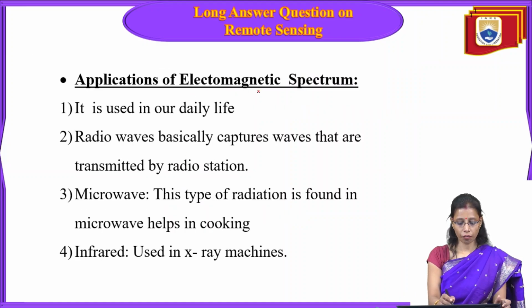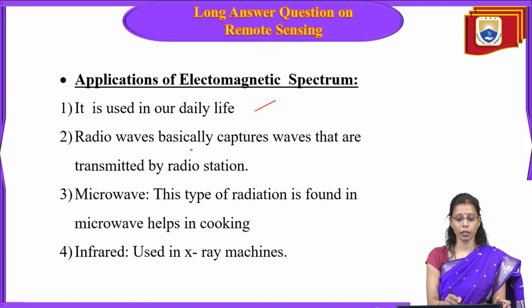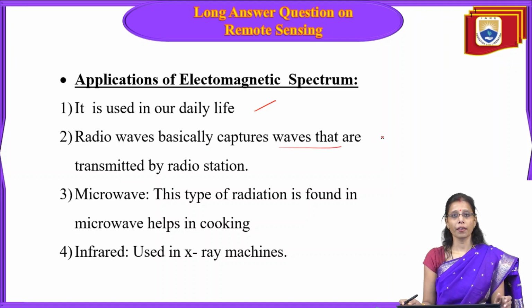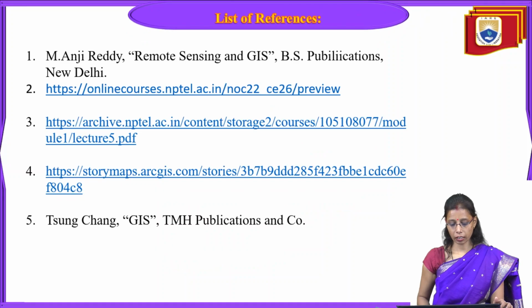Now, applications of the electromagnetic spectrum. So what are the electromagnetic spectrum's applications? It is used in our day-to-day life, where all the radiations and waves are used. Radio waves capture the waves transmitted by radio stations, microwave radiation helps in cooking, and X-ray machines are also applications of the electromagnetic spectrum.